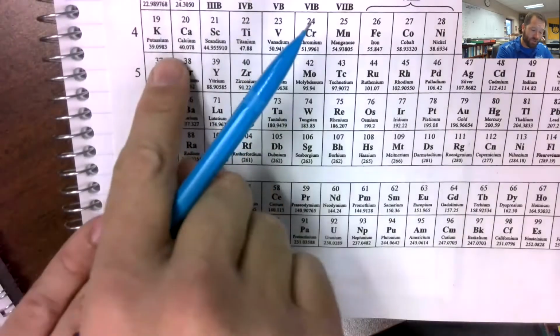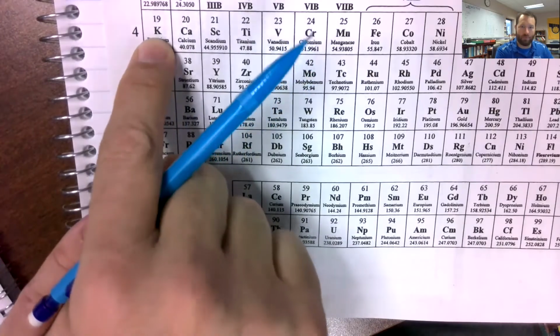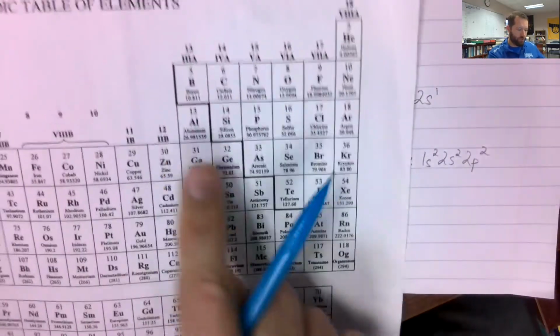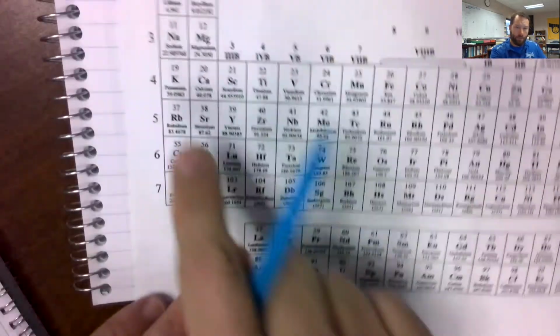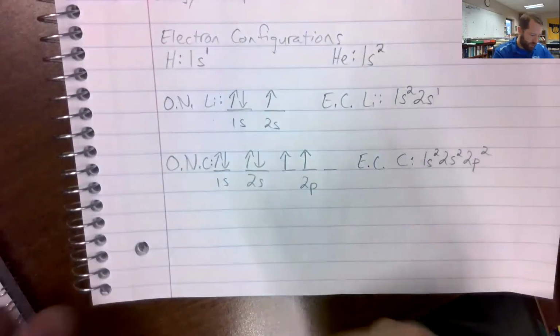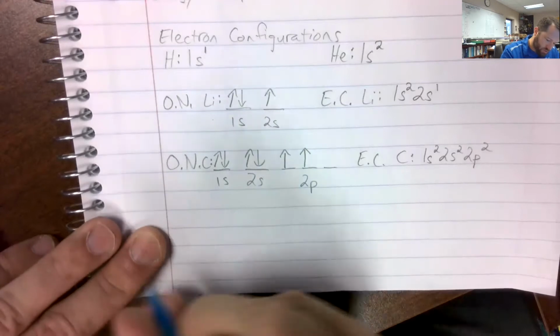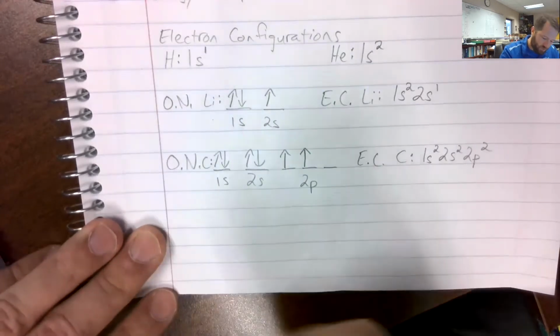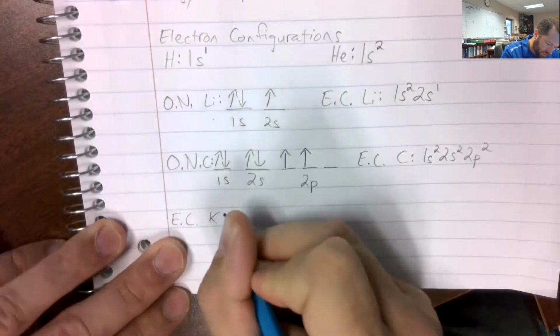So let's take a look at someone down in the 4th energy level. So here's potassium and calcium. We'll do potassium, number 19. So we're going to pretend like, hey, we've skipped all over the 2p. We did the 3s, the 3p, and now we're on to the 4s. So we're doing potassium. We'll do the orbital notation. Let's do the electron configuration for potassium.